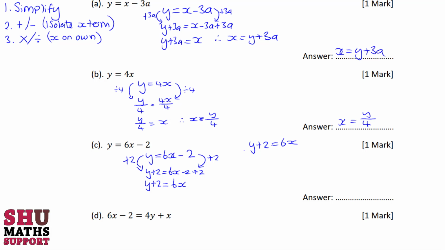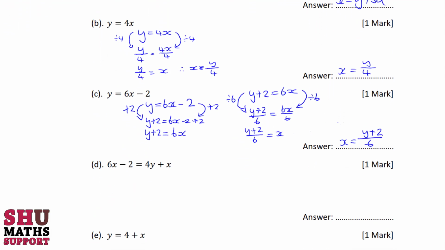So if we divide the left-hand side by 6, and we divide the right-hand side by 6, then we have y plus 2 over 6 is equal to 6x over 6. And then we can simplify that to get y plus 2 over 6 is equal to x. So that means our final answer is x is equal to y plus 2 over 6 as our final answer. Now we'll do another example.